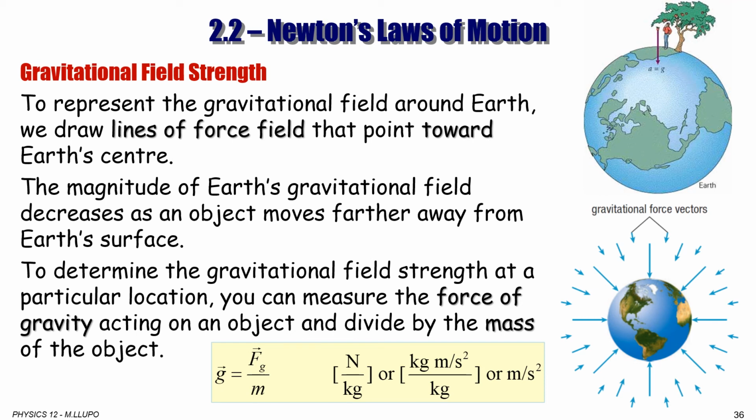To determine the gravitational field strength at a particular location, you can measure the force of gravity acting on an object and divide by the mass of the object. So gravitational field strength is force of gravity divided by mass. The unit is Newton per kilogram, or kilogram meter per second square divided by kilogram. So kilogram and kilogram cancel, and the unit is meter per second square. That is something that you know already. That is the unit of gravitational acceleration. So gravitational field strength and gravitational acceleration are pretty much the same thing.